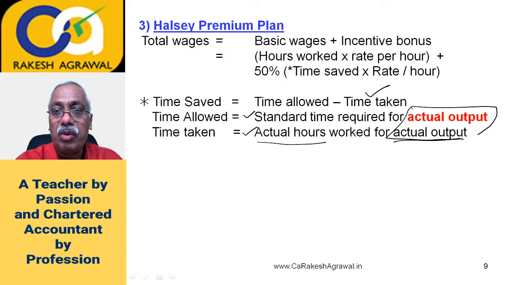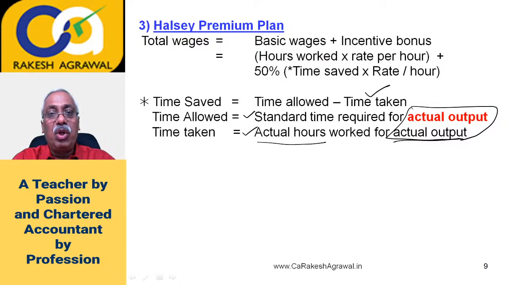The base is actual output. For the same actual output, how much time a worker should have taken, and how much time the worker has actually taken. So when the base is the same, the comparison is logical, and the difference between these two, standard time and actual time, is your time saved.